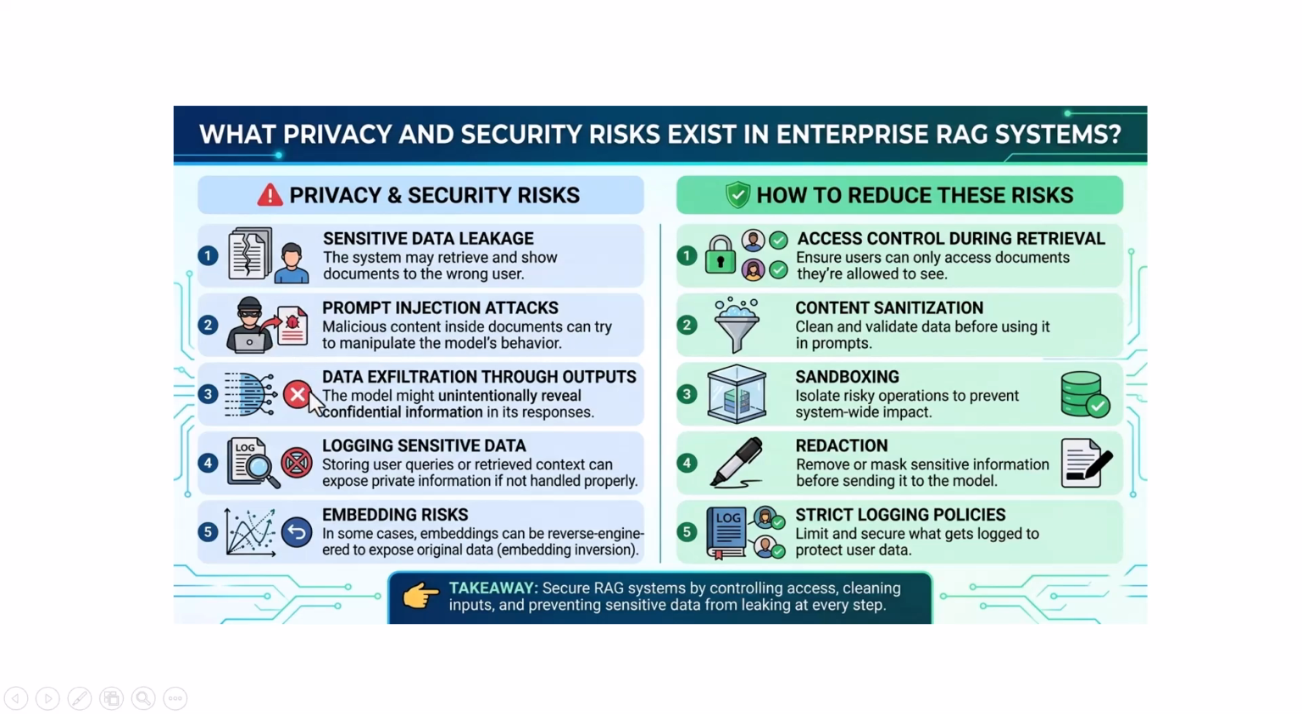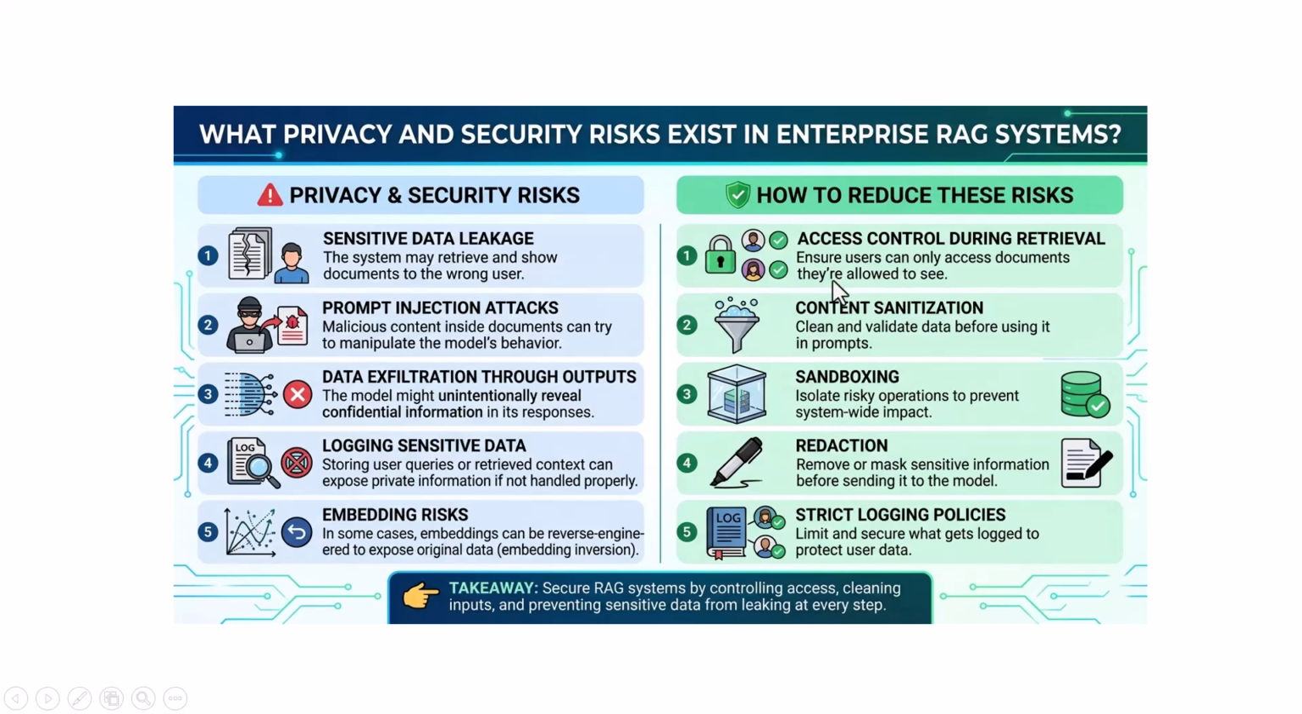Okay. Another risk could be data exfiltration through outputs. That is, the model might unintentionally reveal confidential information in its responses. The other one, logging sensitive data. That is, storing user queries or retrieved context can expose private information if not handled properly. Okay. Next one is embedding risks. That is, in some cases, embeddings can be reverse engineered to expose original data, which is nothing but embedding inversion.